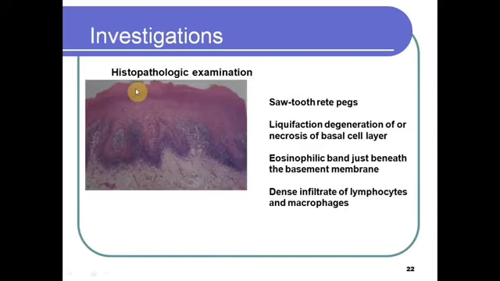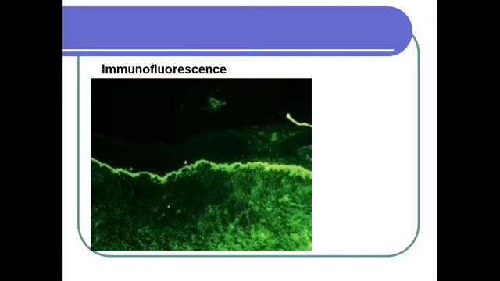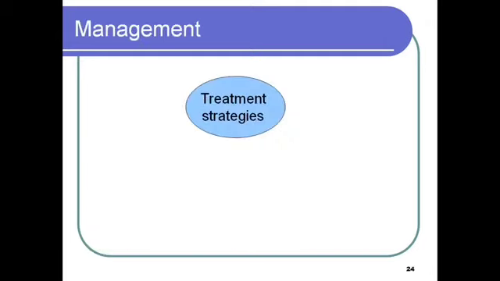In histopathologic investigation, we can see the saw-tooth rete ridges, and liquefaction degeneration or necrosis of the basal cell layer, an eosinophilic band just beneath the basement membrane, and a dense infiltrate of inflammatory cells such as lymphocytes and macrophages. In immunofluorescence, it looks like this. Now we'll move on to the management.